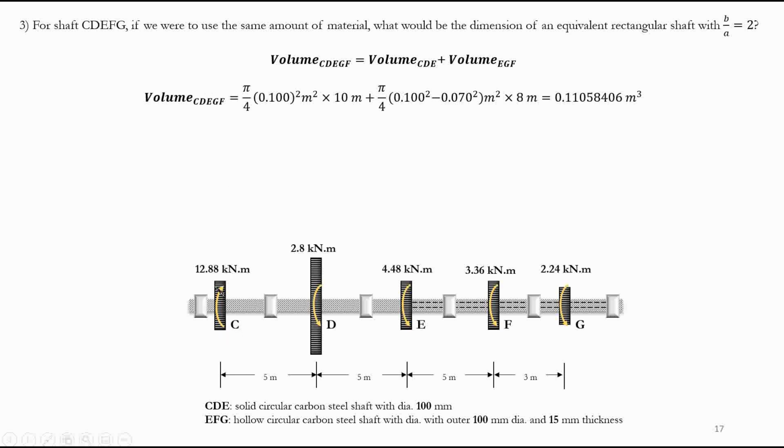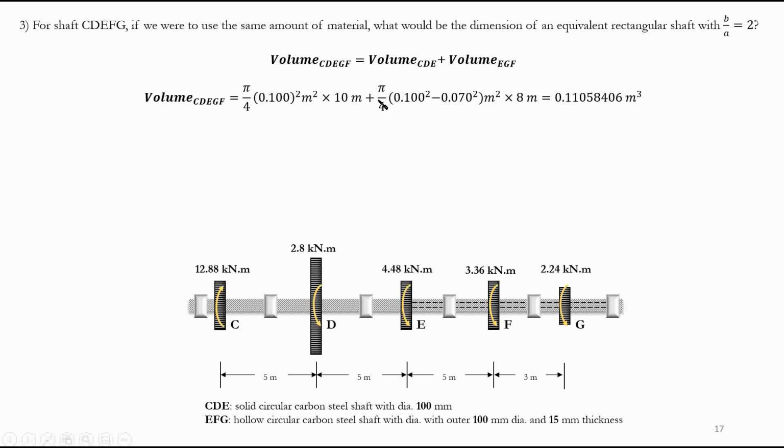So for volume, we have the area of the base multiplied by the length, 10 meters. So pi over 4, this is the formula for the area of a circle, pi over 4 times diameter squared, or you have pi r squared, pi times radius squared, or pi over 4 times diameter squared. And this diameter, where do we get it from? It's given in the question: this solid shaft CDE has a diameter of 100 millimeters.